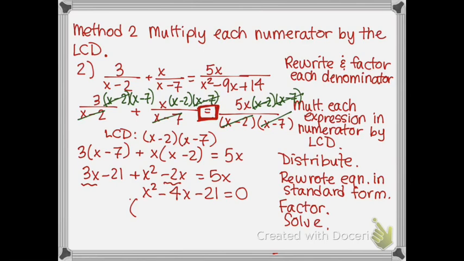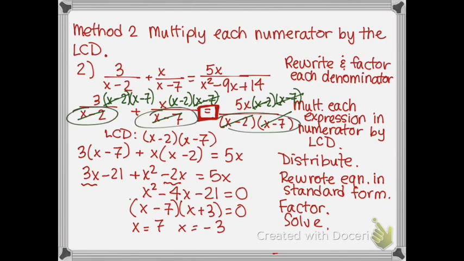Okay, so factoring, we're going to get x minus 7, x plus 3. Solving each of those factors for x, we get x equals positive 7, x equals negative 3. So remember, the solutions are extraneous if they make any of the denominators equal to 0. So the easiest place to check for this is after you've factored. So I'm going to circle these factored denominators.